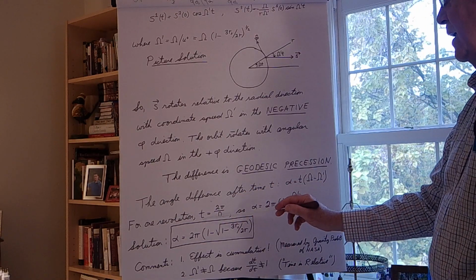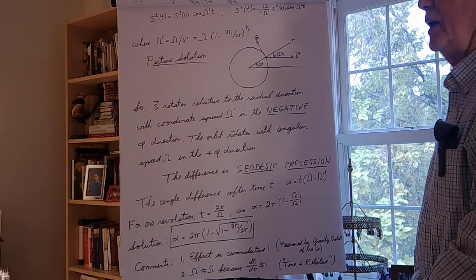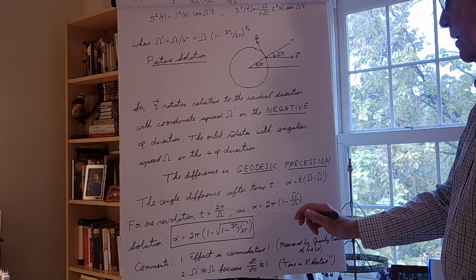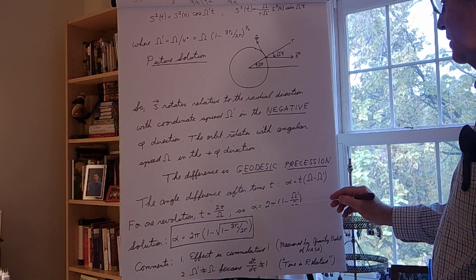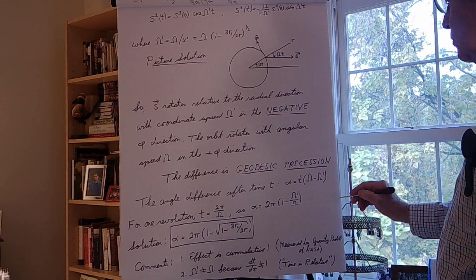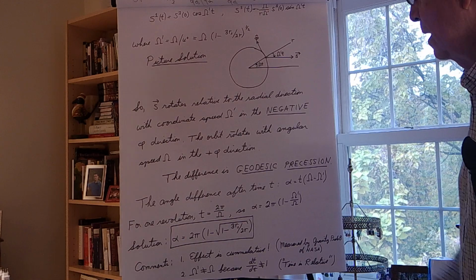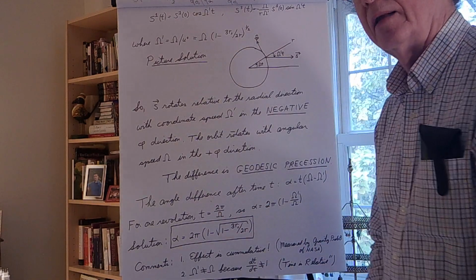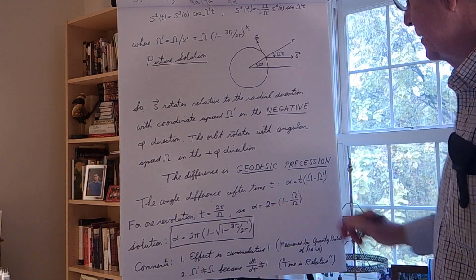One revolution in coordinate time is 2 pi divided by the coordinate rate of change of the angular variable phi. So 2 pi over omega, and in fact, for one revolution, alpha is 2 pi over omega, times 1 minus omega prime over omega. So there's the solution. There's the amount of precession. Alpha gives you the amount of precession in one revolution.